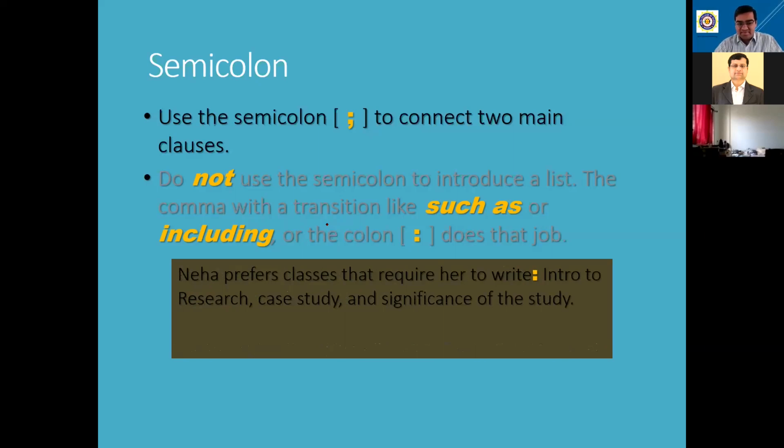Neha prefers classes that require her to write. See, now we are using colon. Intro to research, case study, and significance of the study. Right? Through these examples, you can understand the importance of using colons, semicolons. Right?